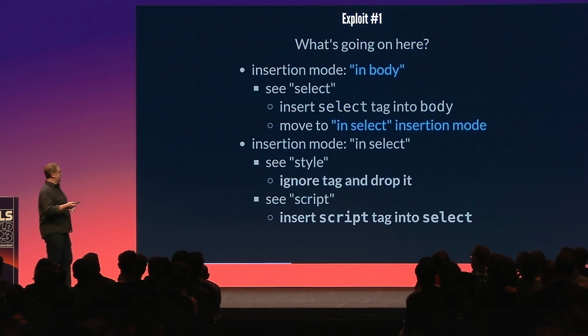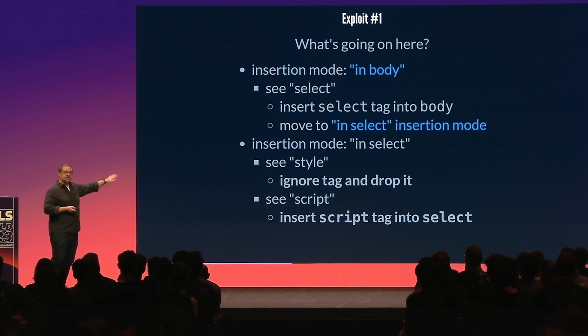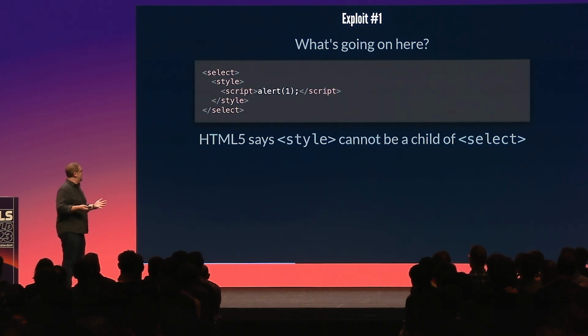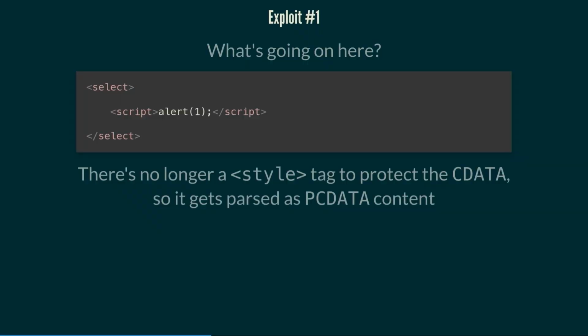So what's actually going on here, I could walk you through the state machine of the browser, of the parser. That's kind of boring. In summary, HTML5 says a style tag can't be a child of select. So when it sees the style tag, it removes it, and whatever's left over is parsed as normal PCDATA. It's parsed as part of the document, and you get a script tag hanging out, and it's a vulnerability.